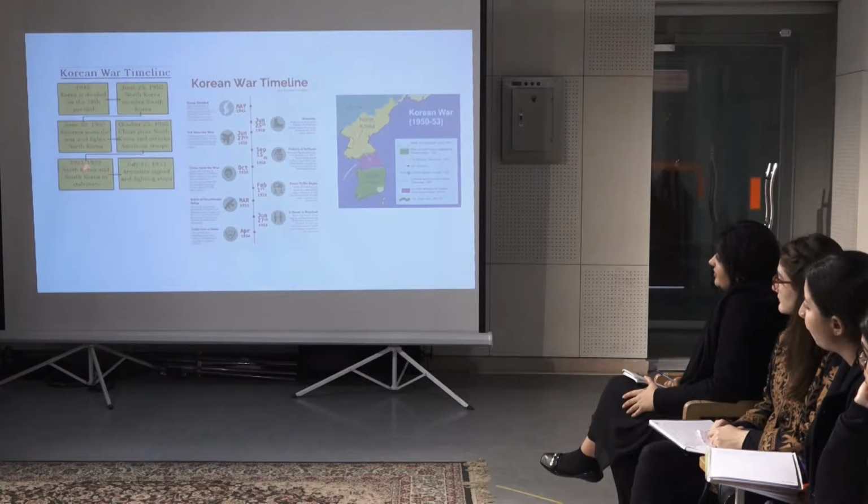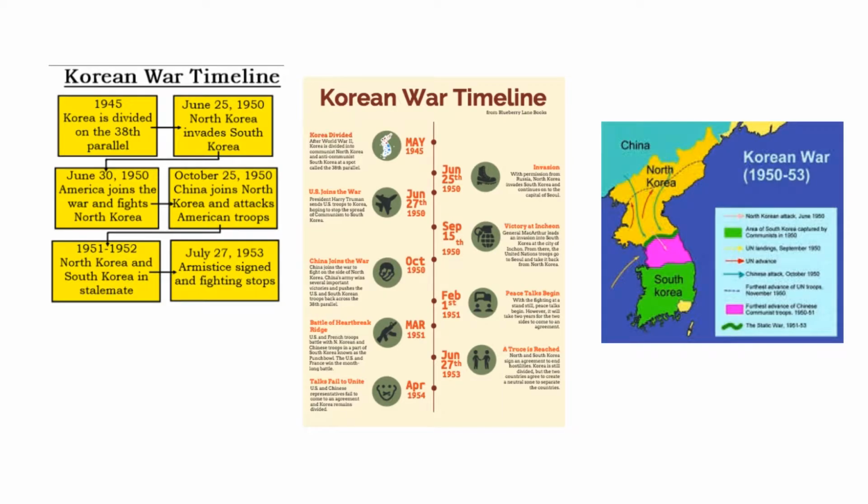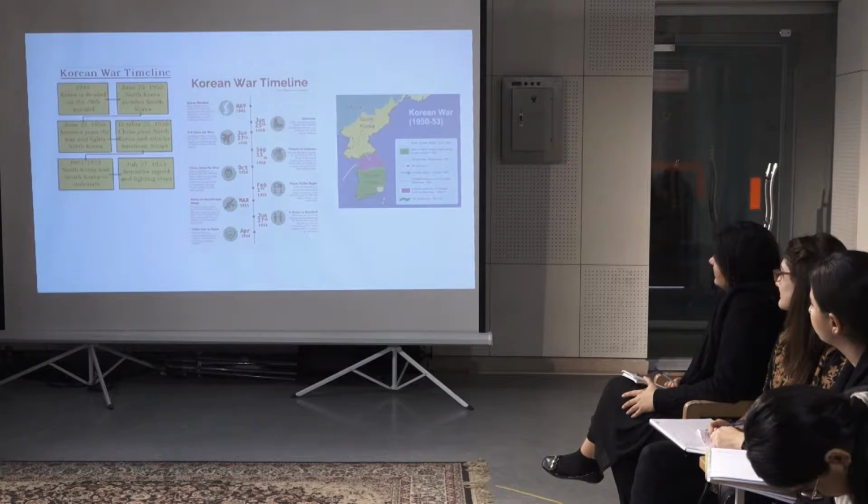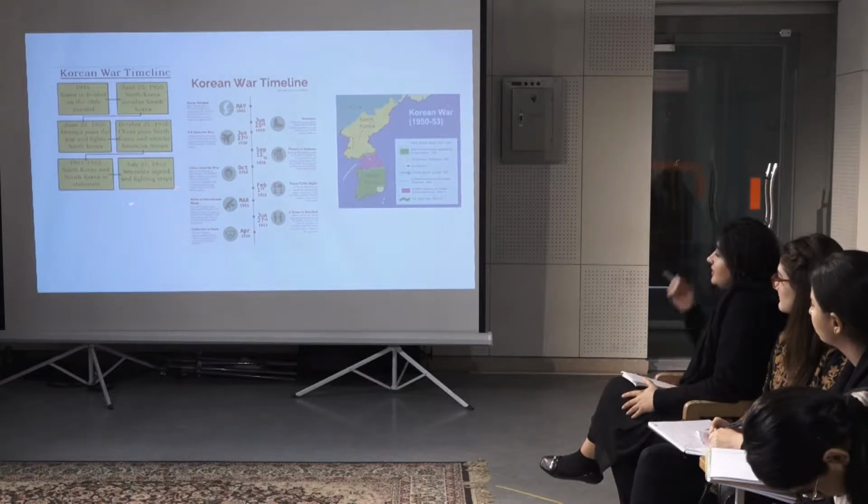So America was already ready. China took its time and attacked American troops. And 1951 to 52, North and South Korea stalemate. So the war kept moving up and down, and it stalemated along the same line, 38th parallel. And July 27, 1953, armistice signed and fighting stopped. So June 25, 1950 to July 27, 1953, nearly 3 years.